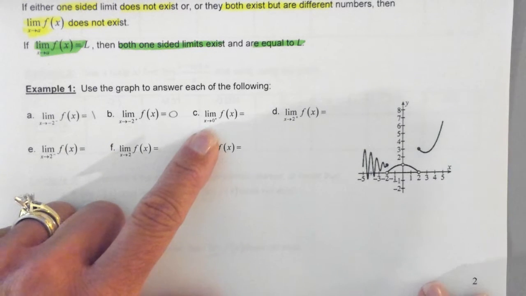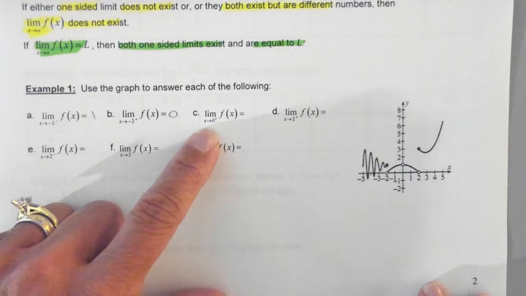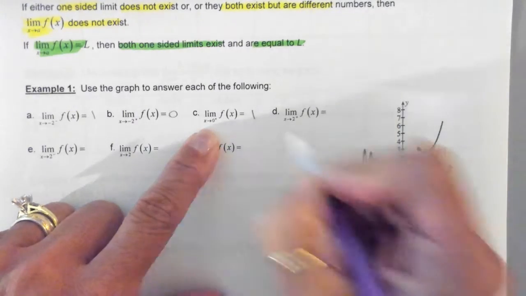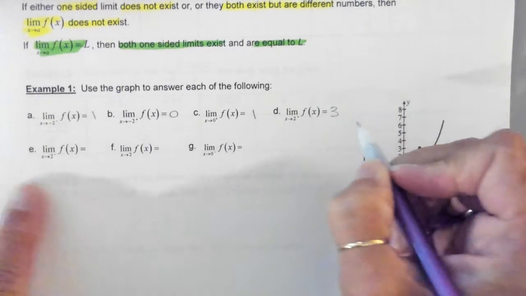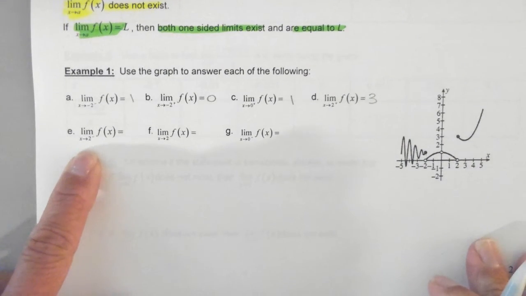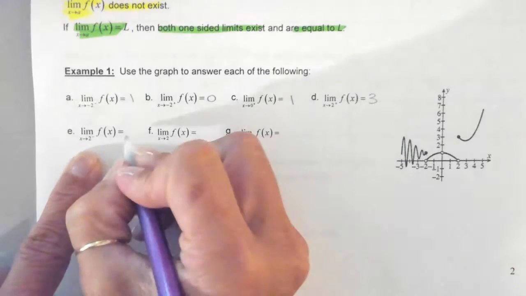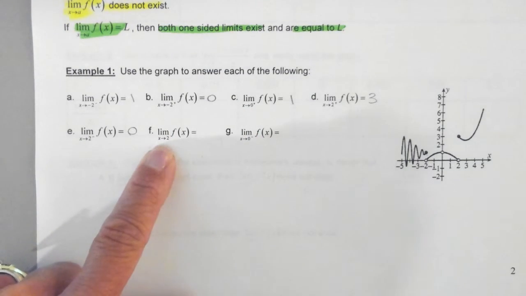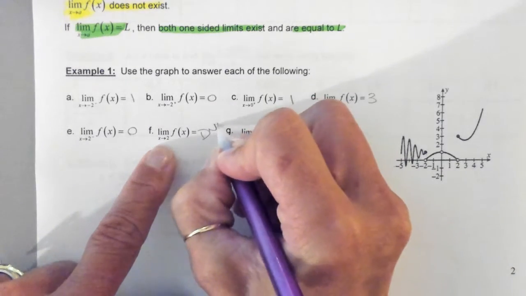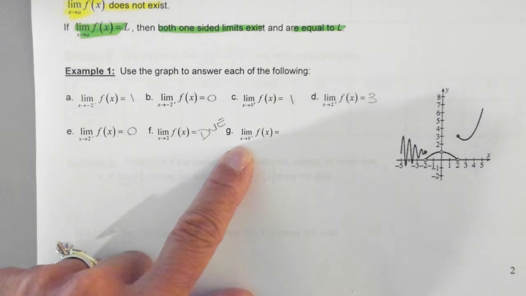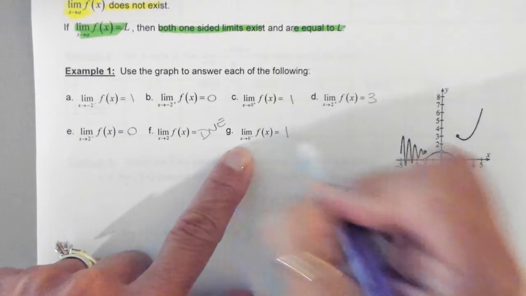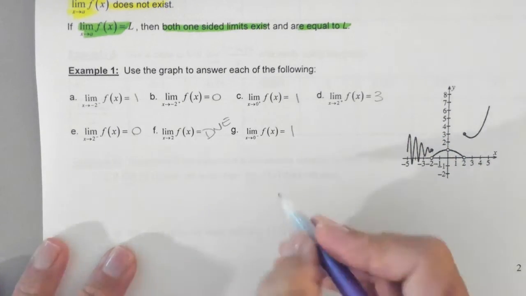What about the limit as x approaches 0 from the right? It is 1. What about 2 from the right? Sure. 2 from the left? It is 0. So what about the limit as x approaches 2 overall? Does not exist. Questions on that? And then what about the limit as x approaches 0 from the left? 1.